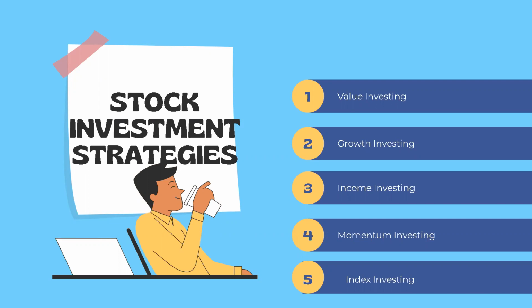Investors using this strategy basically look for stocks with low price to earnings, which is PE ratios, low price to book ratios, and high dividend yields.